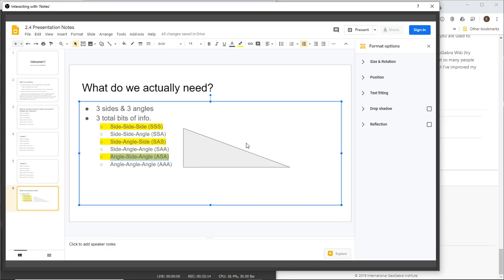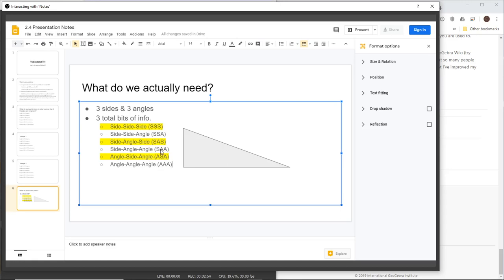Give it a shot. Take all those bits of information and draw the triangles using those three bits of information: either all three sides, or two sides with an angle in between, or two angles with a side in between. All the other three will not be able to work.